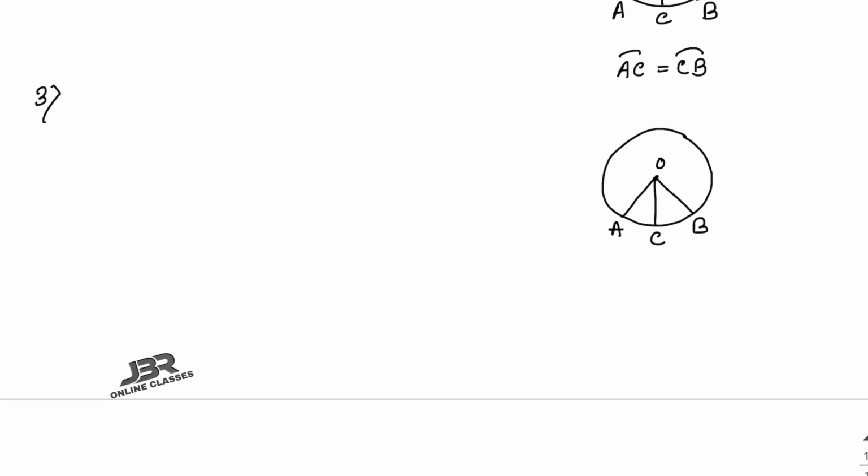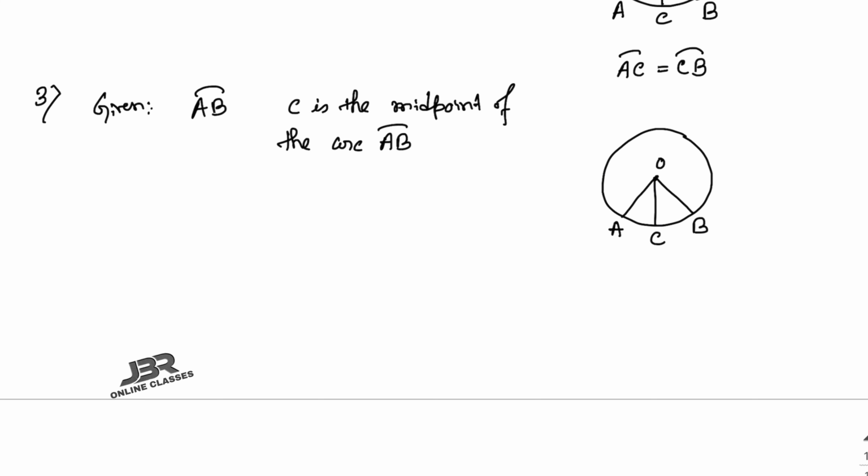First, given: AB is the arc of the circle with center O, and C is the midpoint of the arc AB. Clear? Now next, to prove: OC bisects angle AOB. That means you have to show that angle AOC is equal to angle BOC.